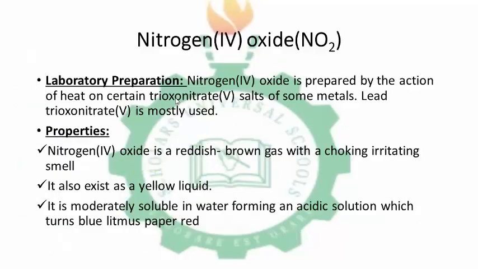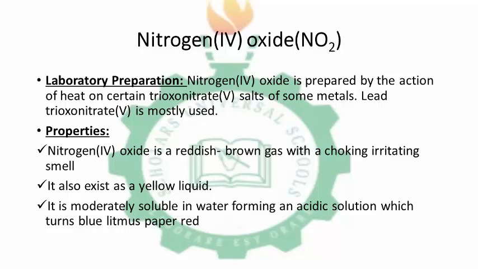Now, we're going to talk about nitrogen 4 oxide gas. Nitrogen 4 oxide is prepared by the action of heat on certain trioxonitrate 5 salts of some metals. The most commonly used trioxonitrate 5 salt is the lead trioxonitrate 5 salt.